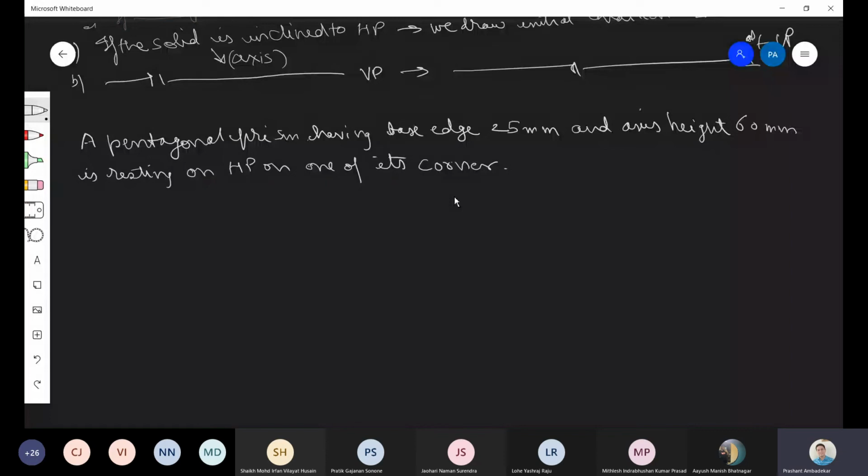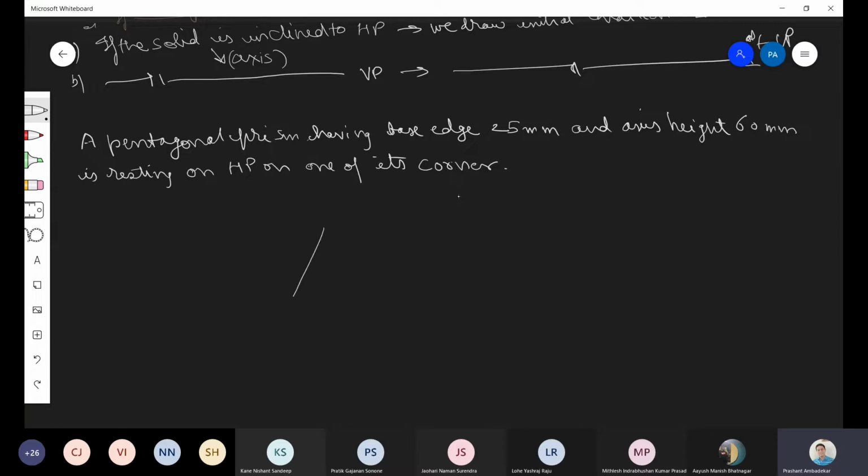It's resting on HP on one of its corners. Correct. It means first we have to rest it on the HP so that its base can be lifted up, and it will be made inclined to HP. So it is inclined to HP. So all of you understood now.